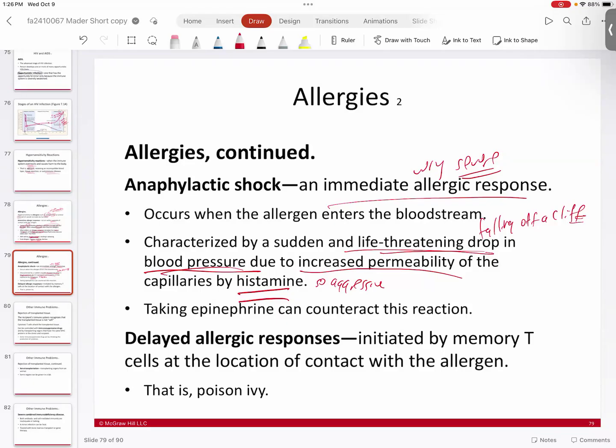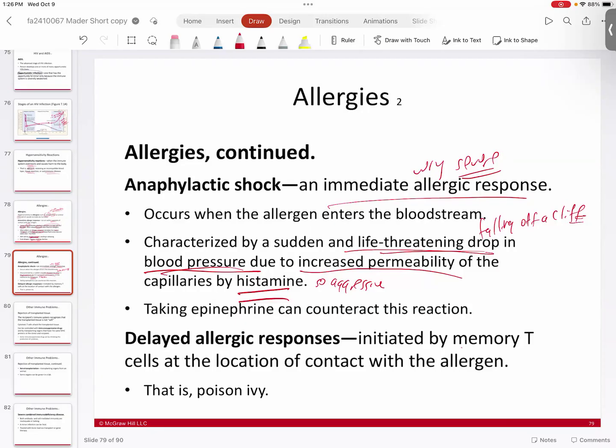So basically, if you have anaphylactic shock or anaphylactic shock potential, people who have these issues know full well that part of your routine is carrying your EpiPen, right? Your EpiPen is basically adrenaline, and what that does is counteract the effects of that severe histamine reaction. Okay. So you also have delayed allergic responses that aren't necessarily anaphylactic.